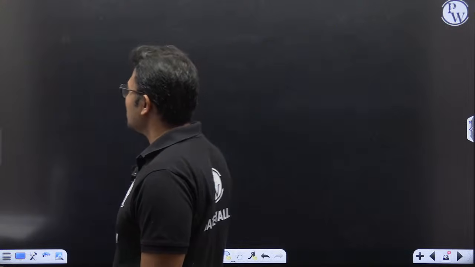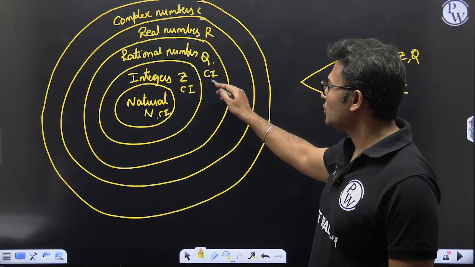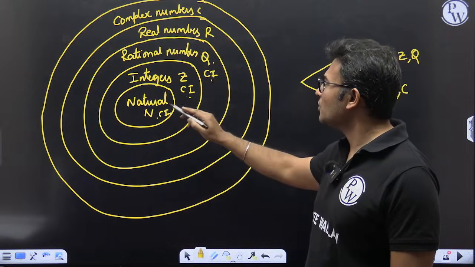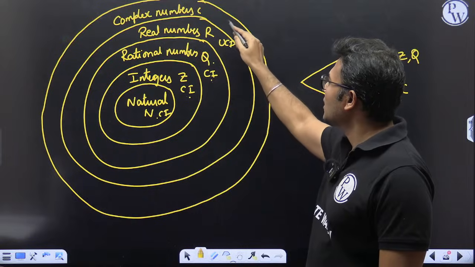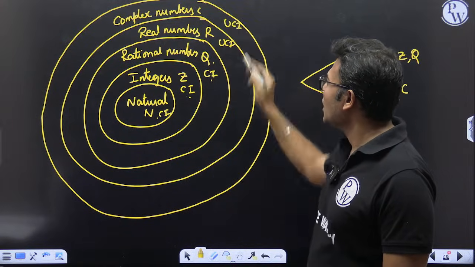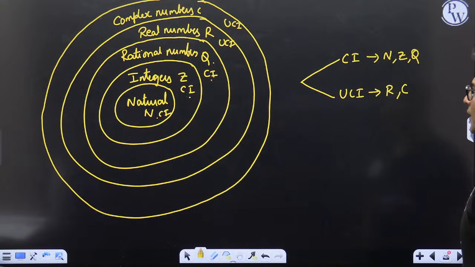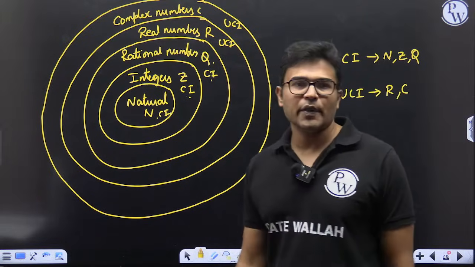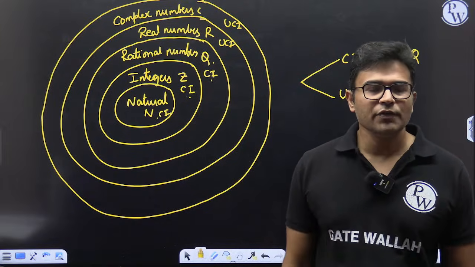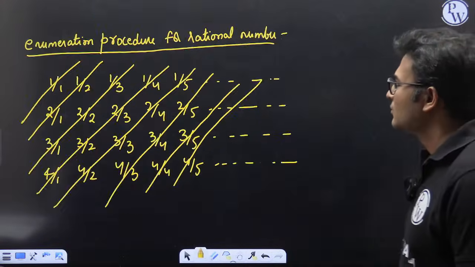Now I am telling you that this is countably infinite, but real numbers are uncountably infinite and complex numbers are uncountably infinite, right? Now how can we say that real numbers are uncountably infinite? So Cantor has given a proof.